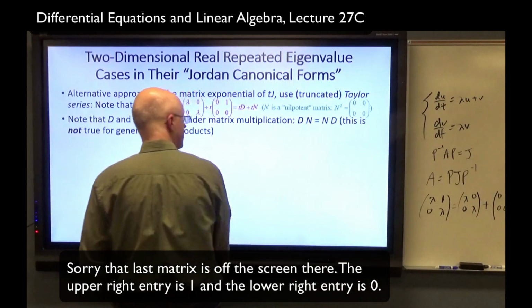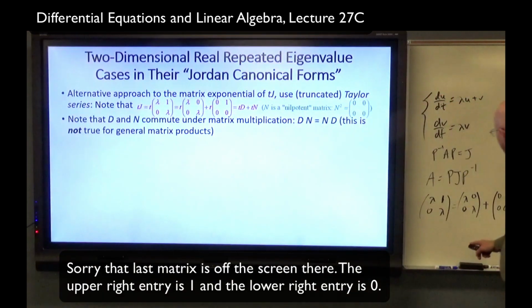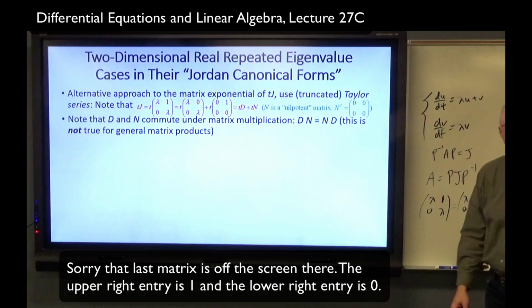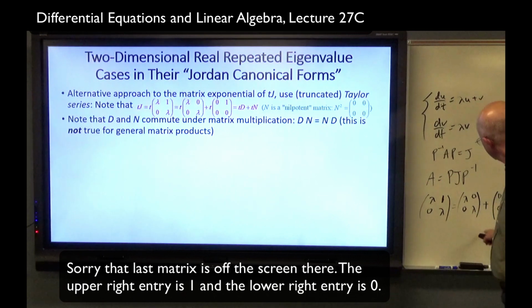D and N: this is D, this is N. I am multiplying N by t. And by the way, also notice that N squared equals the 0 matrix. Go ahead and square this matrix. This is the N. N squared is the 0 matrix. Check it out, it works.